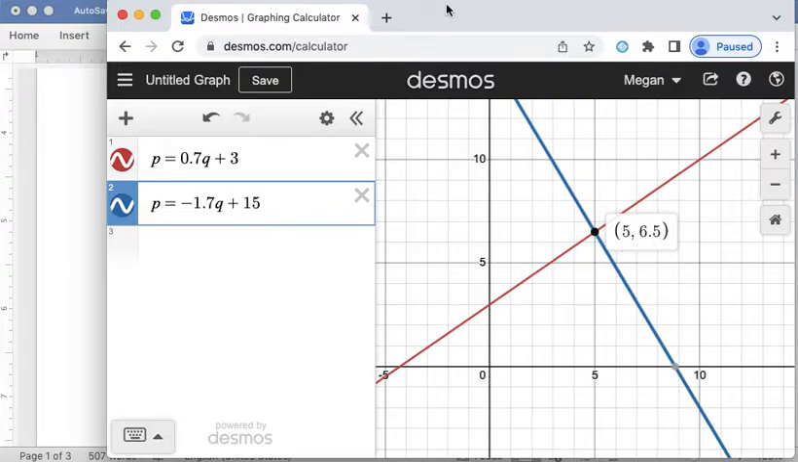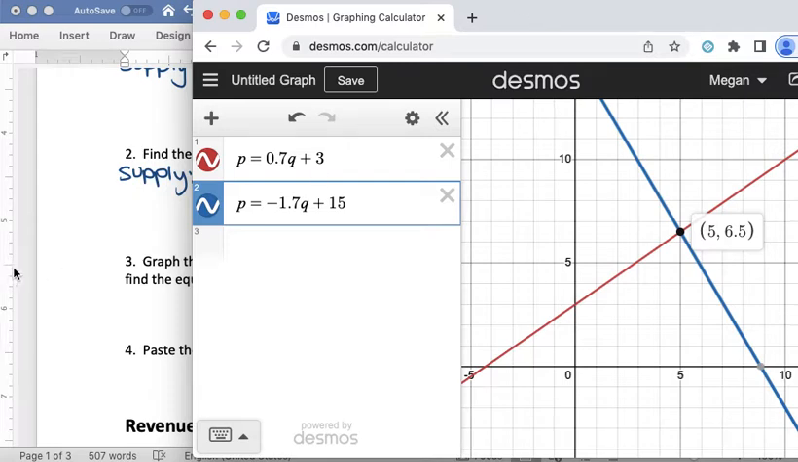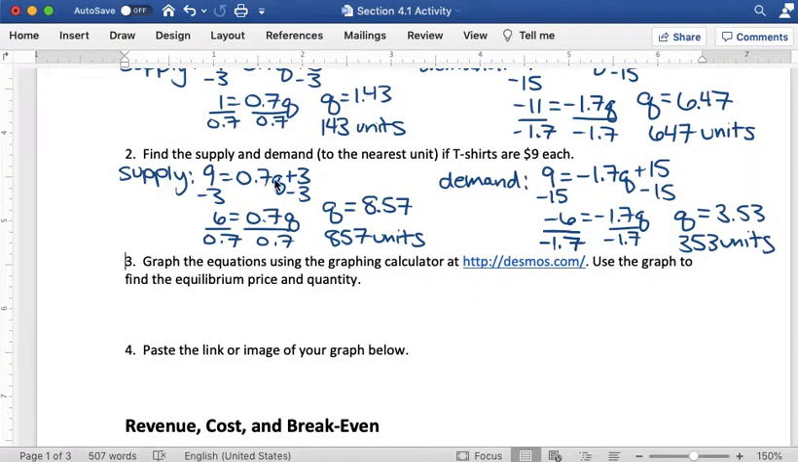So that is my equilibrium point. That's where my supply and demand are equal to each other, which is what I want. So I'm not making too many products. I'm not making too few products. I'm maximizing my profit here.